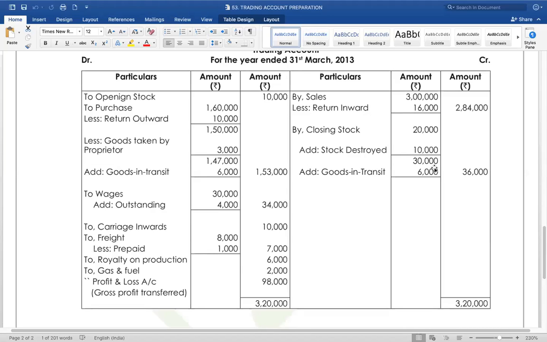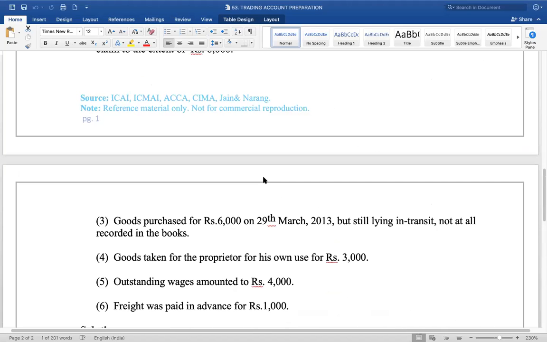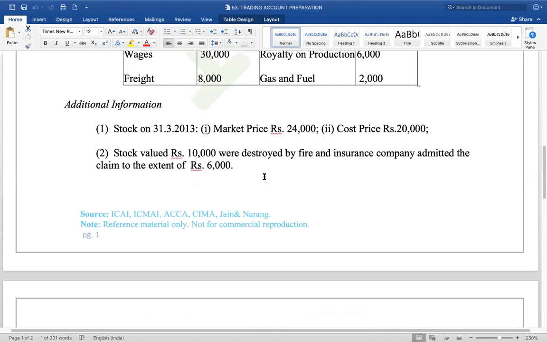No, look at this. It is very simple. The closing stock given, where is that closing stock? Stock on 31st, look at this. I told you, market price is 24, cost price is 20. We take whichever is lower. Principle of conservatism we had to apply. Anticipate all losses, don't anticipate gain. Tomorrow, if this 20 becomes 30, that's okay. But now when you compare, the market price is 24, but cost price is 20. So 20 only we should take.